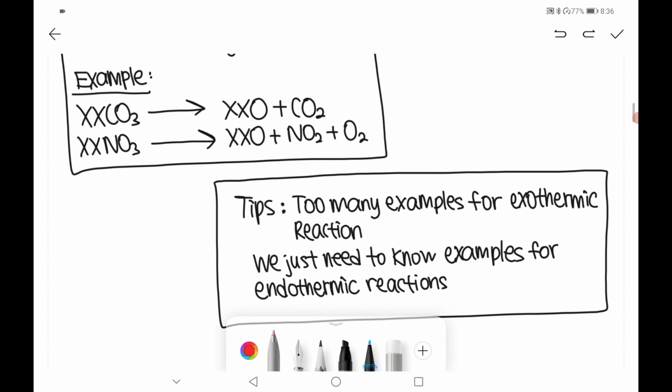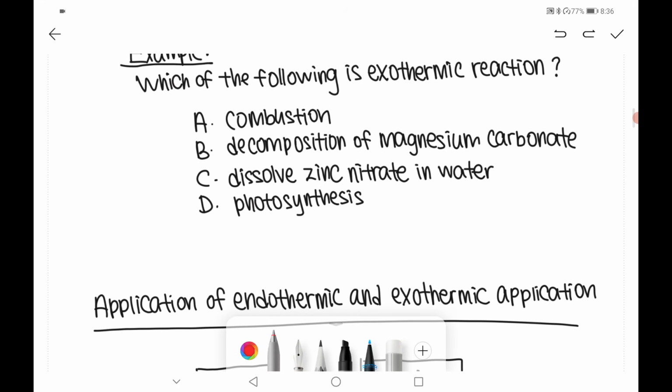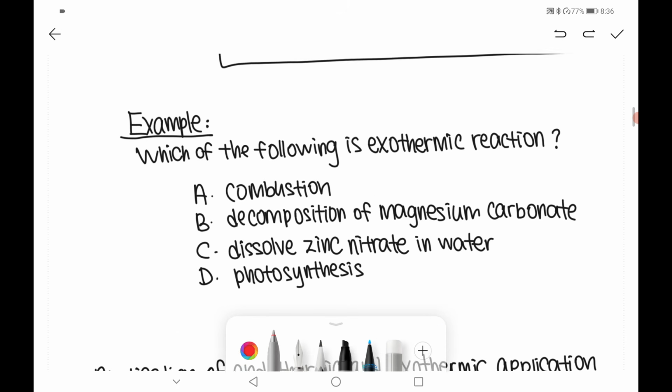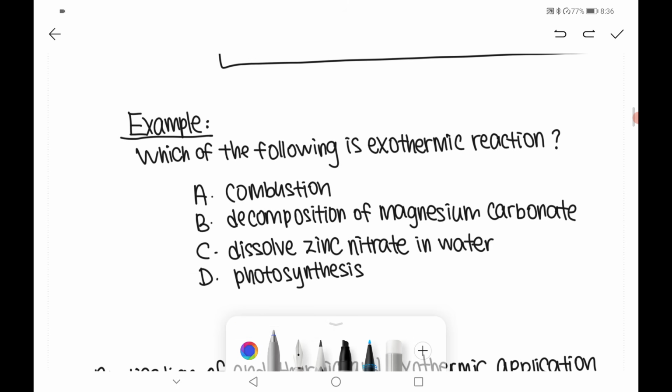Alright, so now I'll show you an example so that you have a better idea how the question can be tested. I'll give you an example so you can imagine how the question can be tested in your SPM. So the question is this. This is a sample question, one of the trial exam questions. You can expect they will ask a question like this.